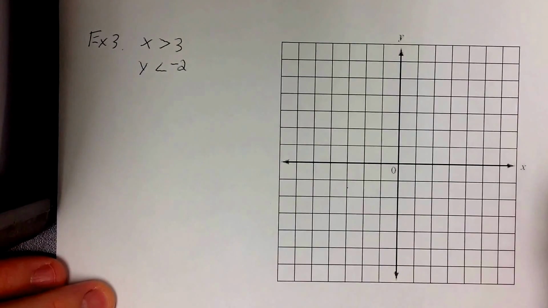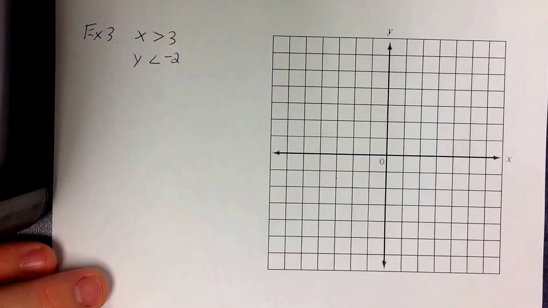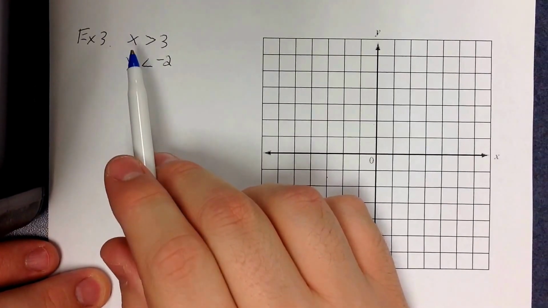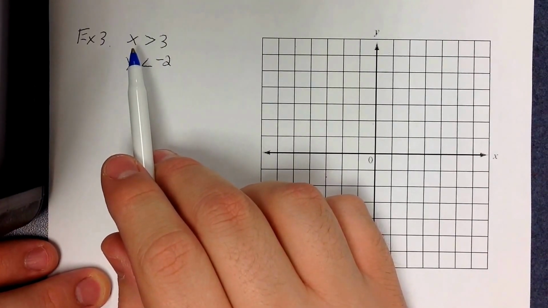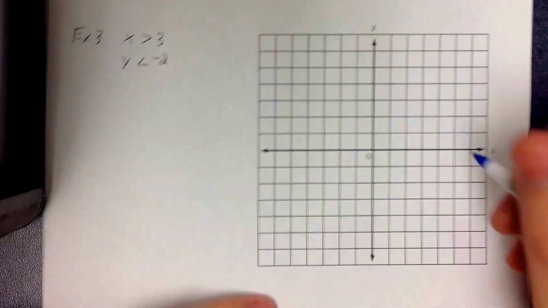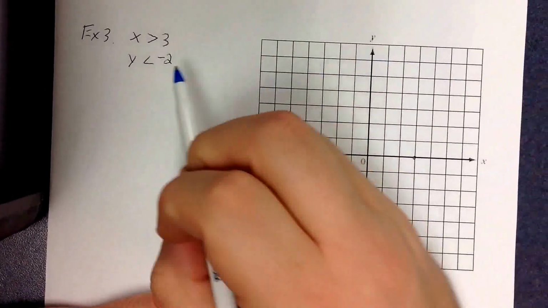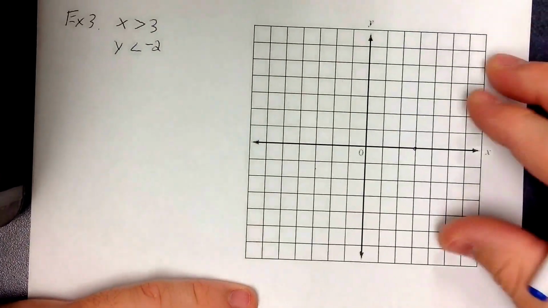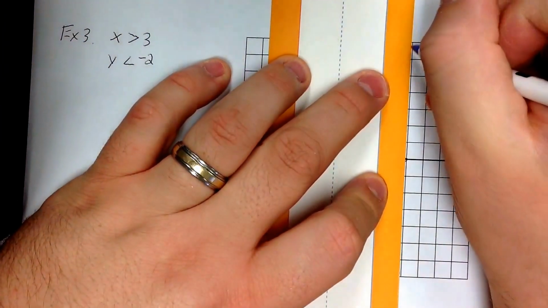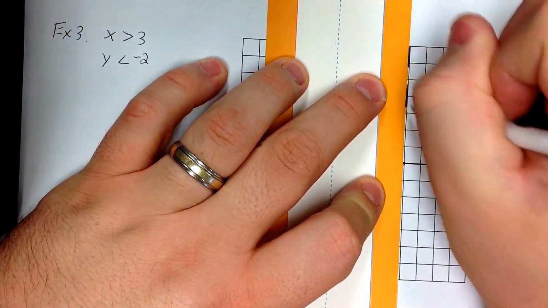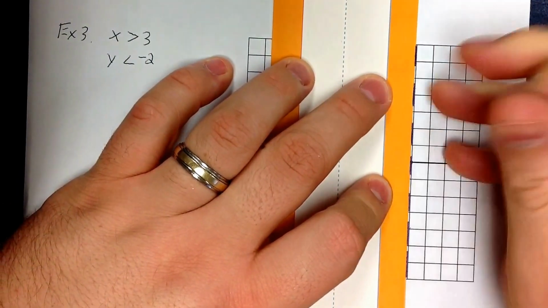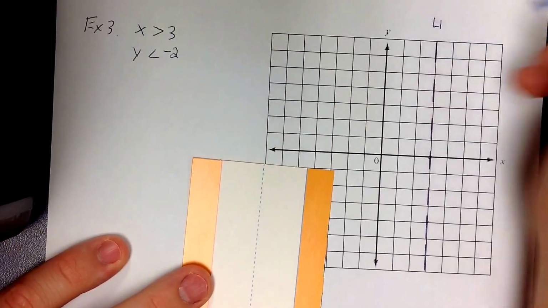Let's look at example 3. x is greater than 3 and y is less than negative 2. Again, remember, if I just have one variable, it's either going to be a vertical or horizontal line. If it's x, it's a vertical line. So this is a vertical line at x equals 3. Now it doesn't have the line underneath, so it is going to be a dotted or dashed line. So we've got a dashed line at 3. And that's line 1.